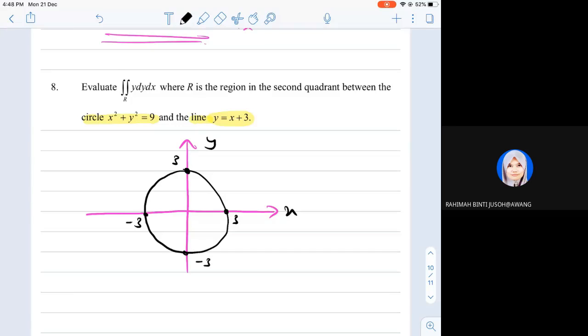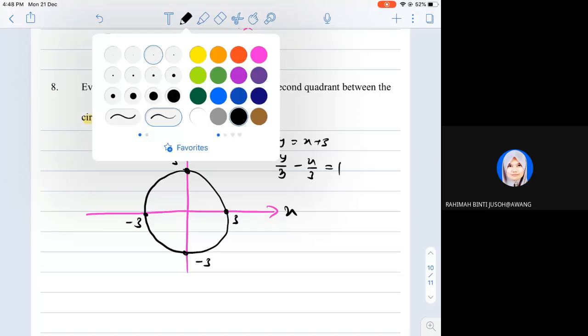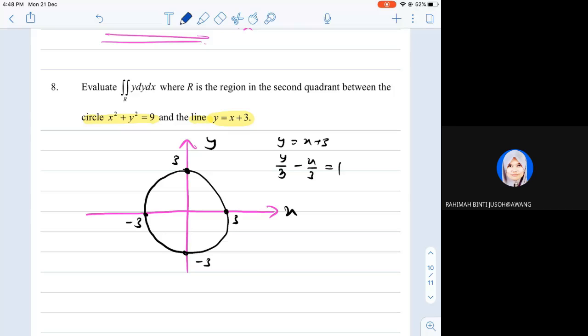Okay, next we have y equals to x plus 3. Straight line. So y over 3 minus x over 3 equals to 1, isn't it? So y positif 3, betul dah. Ni saya pakai marker pen biru lah. Okay, so y equals to 3, x equals to negative 3. Kat sini kan? So we have this line. Okay. And then the question also mentioned in the second quadrant. Yes, in the second quadrant lah. Okay, so this is the region R.